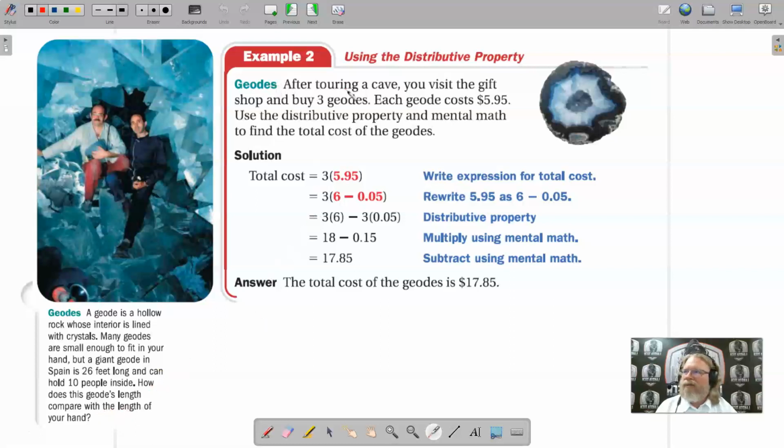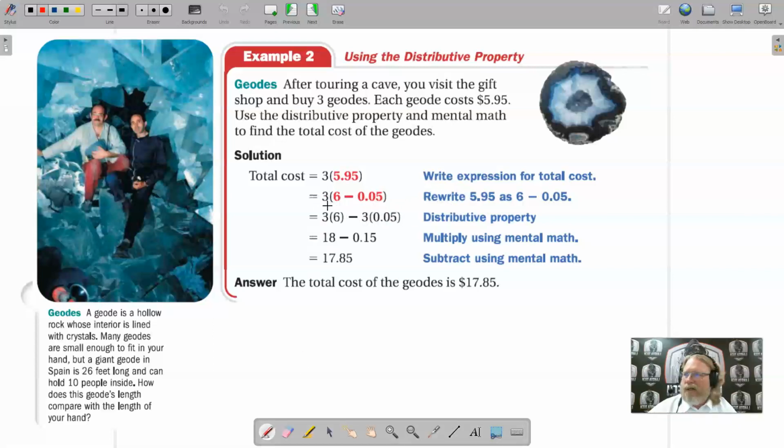After touring a cave, you visit the gift shop and buy 3 geodes. Each geode costs $5.95. Use the distributive property and mental math to find the total cost of the geodes. So total cost is going to be 3 times the cost of each geode, which is $5.95. Now we're going to rewrite $5.95 as $6 minus 5 cents. All right, looks like 0.05. That's like a nickel.